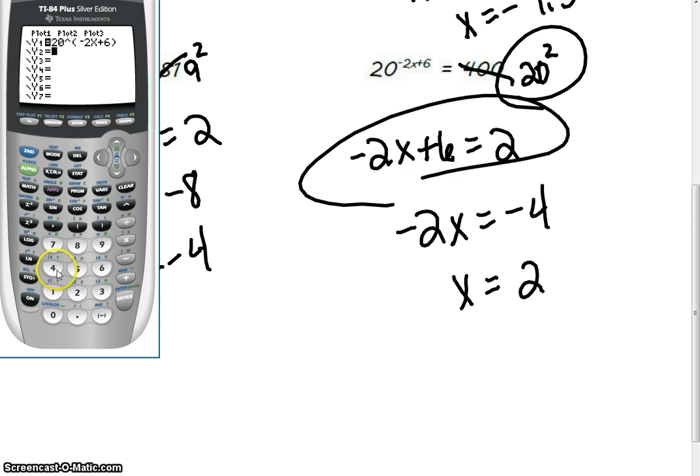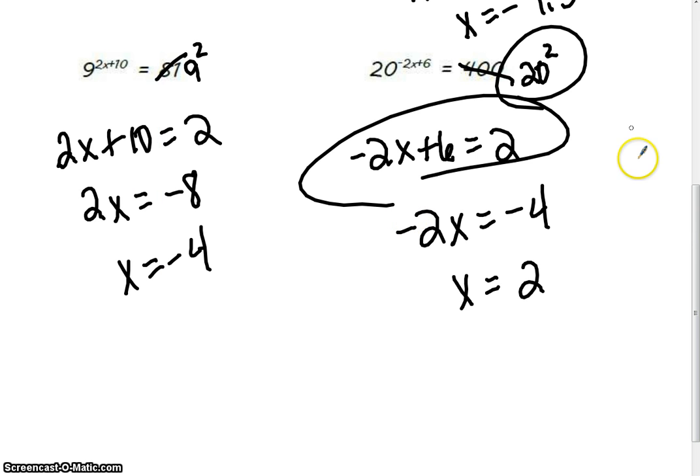Y2 is going to be 400 because I'm using just the original problem. You could look at your table, which is second graph, go to where x is 2 and see if they're both the same. They are. I have the correct answer. You could also have gone second calc 5 for intersect. Let it draw. Enter, enter, enter. And it tells me that x equals 2. So I know that I have the correct answer.